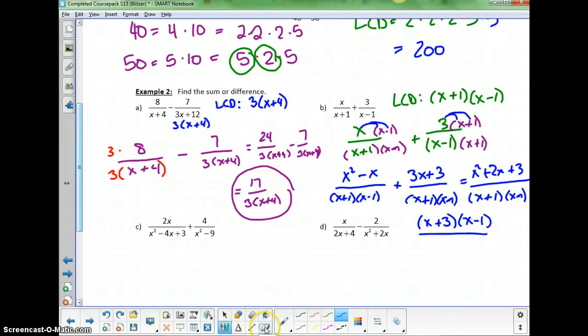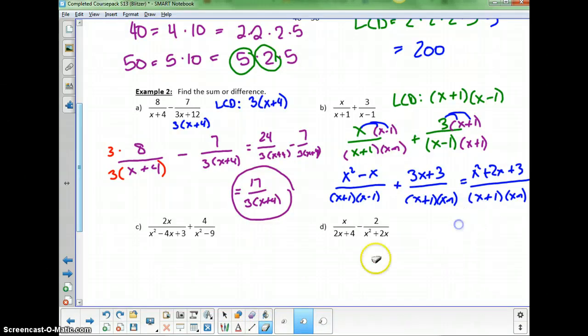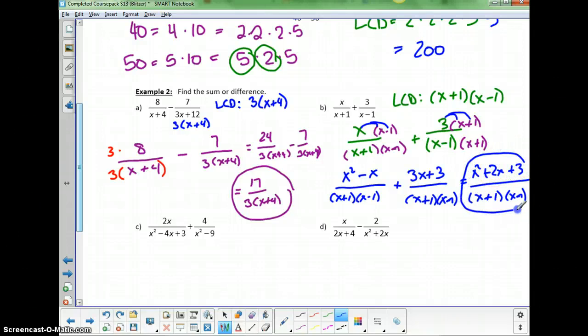So, no, I was thinking wrong there. That doesn't factor, but it's good to try. Okay, that top doesn't factor. I need that to be a positive 3 and a positive 2, so that doesn't factor. So this is my final answer: x squared plus 2x plus 3 over x plus 1, x minus 1.